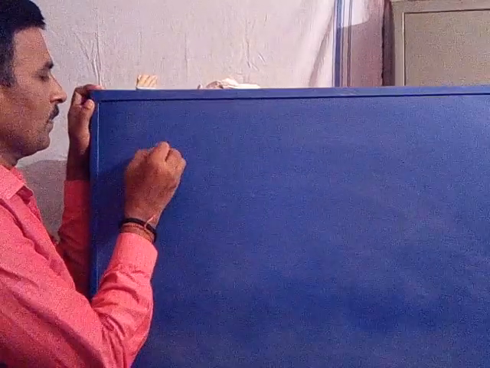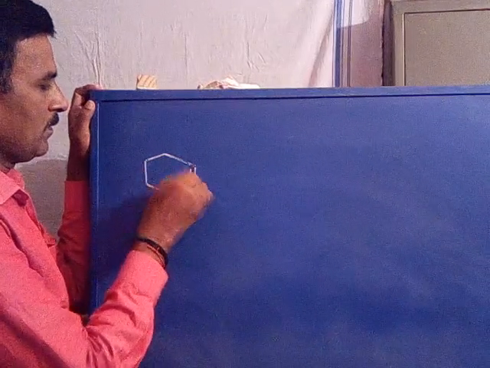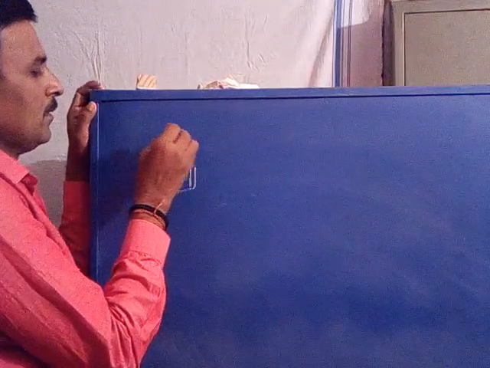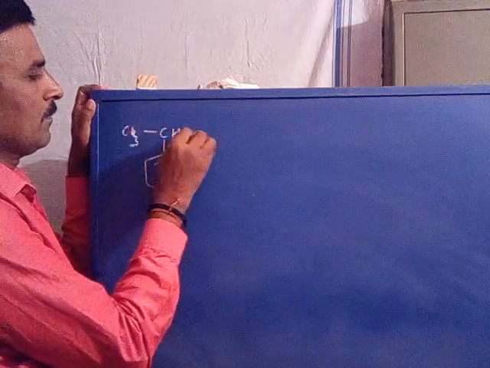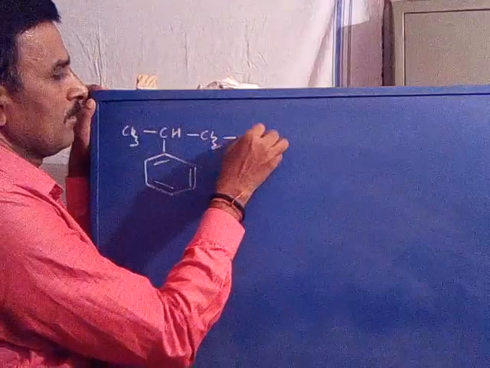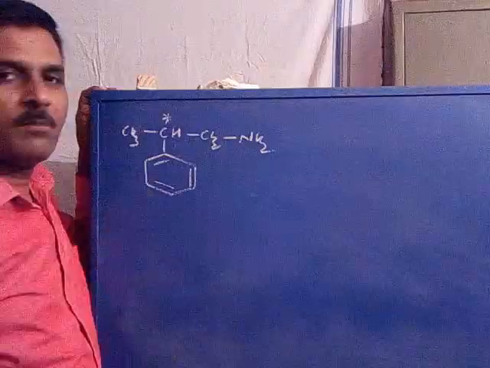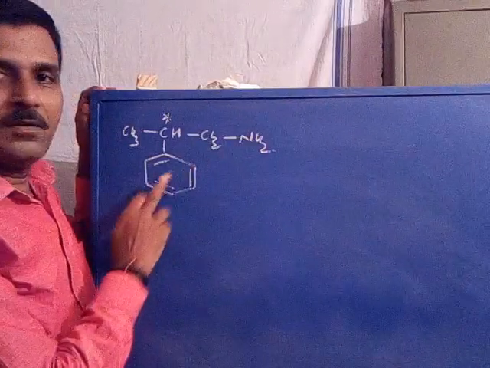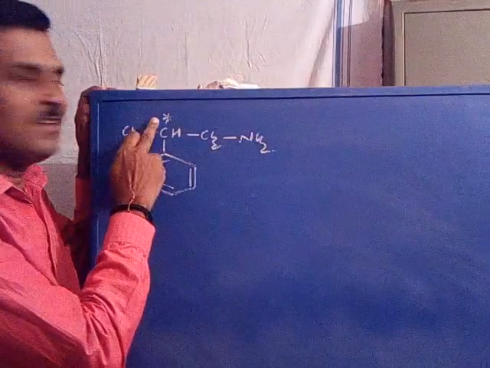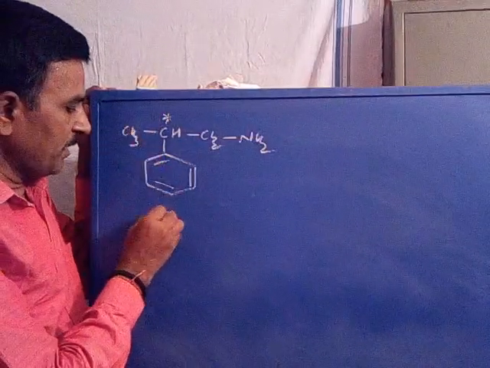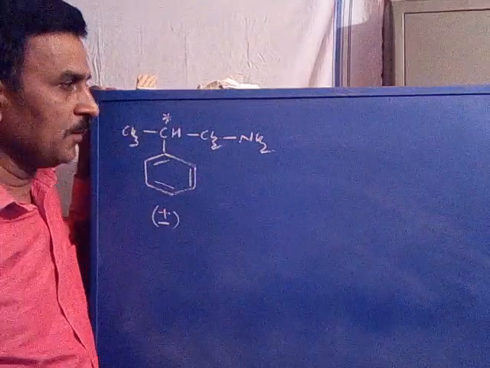For example, you take NH2. Say this is the asymmetric carbon, where it is 2-phenylpropanolamine. Now this is the asymmetric carbon. Say this is the plus and minus isomer.